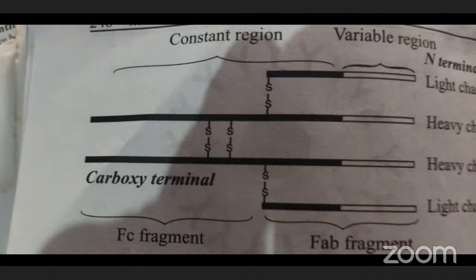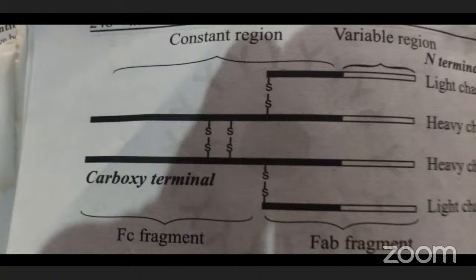In the variable regions, the amino acid sequence varies. This is called the variable region. The variable region amino acid sequence shows variability. So keep it in your mind.